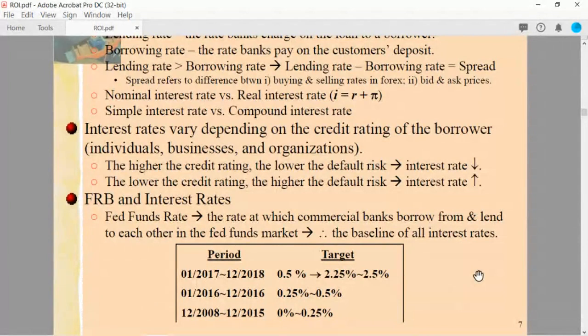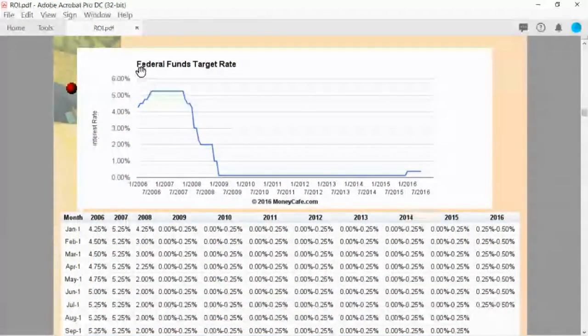Okay, so anyway, we're going to come back to compounding later. But now we all understand the classifications of interest rates, and we also understand that the benchmark interest rate is the Fed funds rate. I believe we talked about this last time.